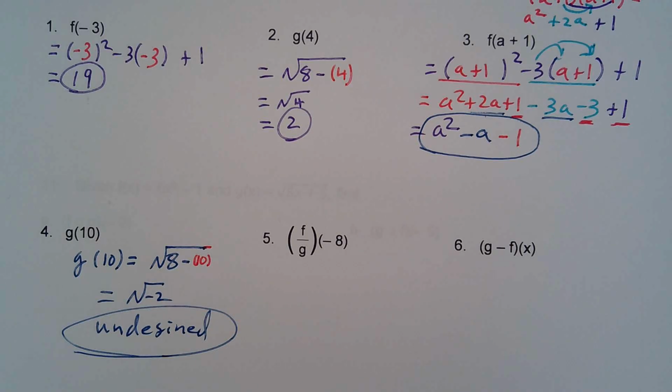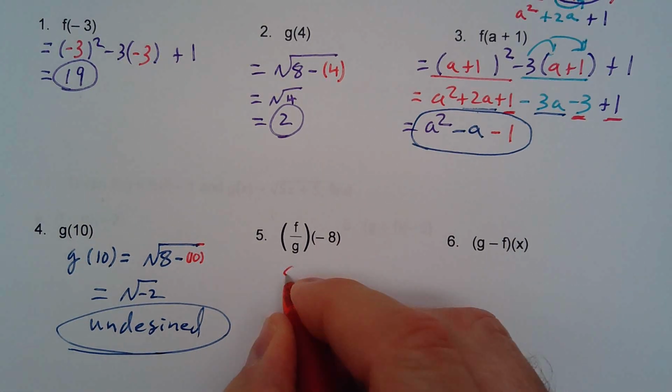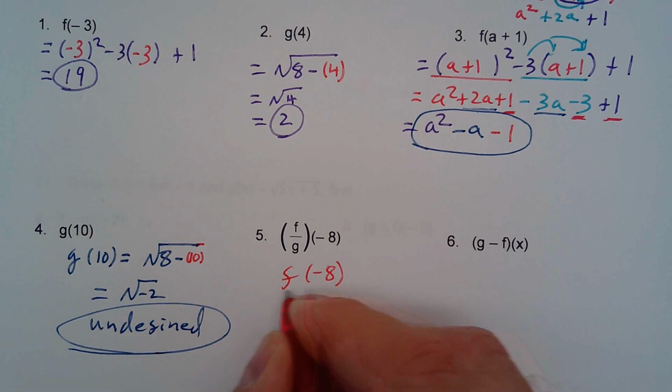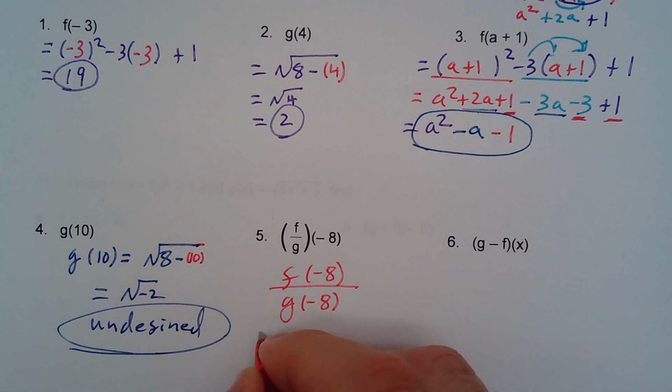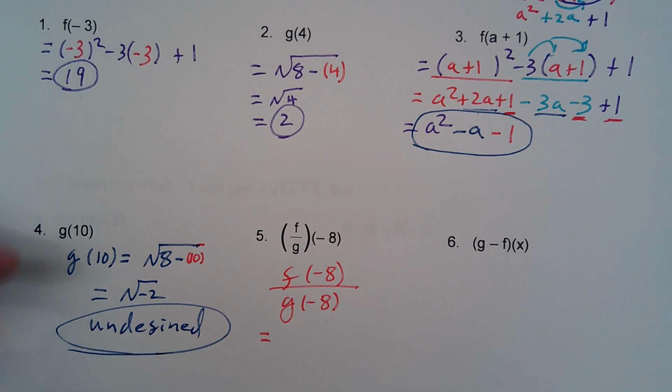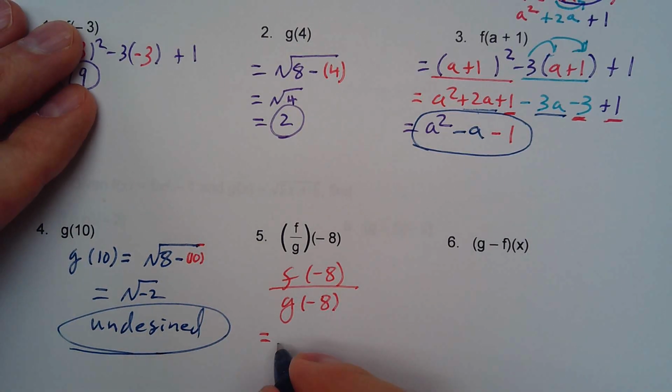All right, so finally, we're now ready to apply the notation f over g of -8. That means f of -8 over g of -8. All right, so I'm going to go into my f function.